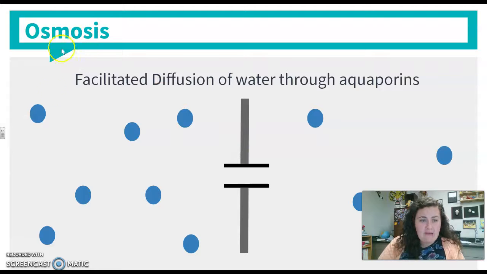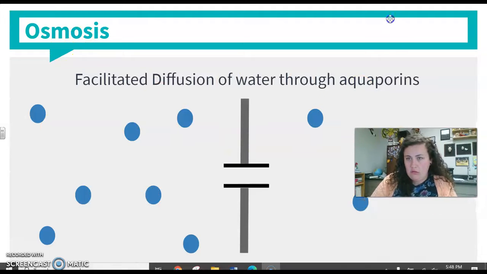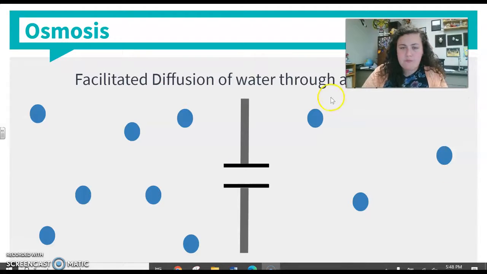So normally, if this was our situation, move me. So we have like inside and outside, okay? There are 1, 2, 3, 4, 5, 6, 7 water molecules on the left side of this membrane, and there are 3 water molecules on the right side of this membrane. So if we let them do facilitated diffusion, they would want to equal out. So a couple of these would move over here until it was equal on both sides, okay?